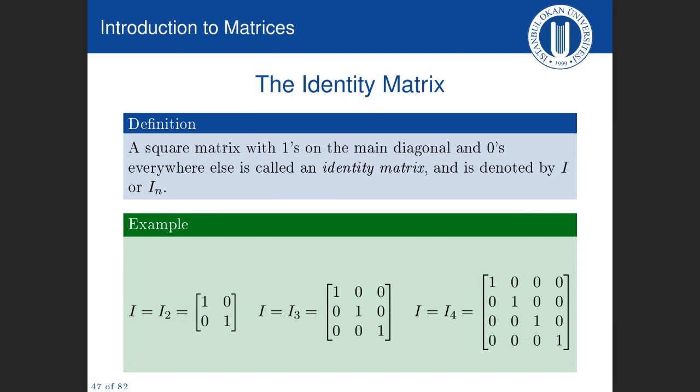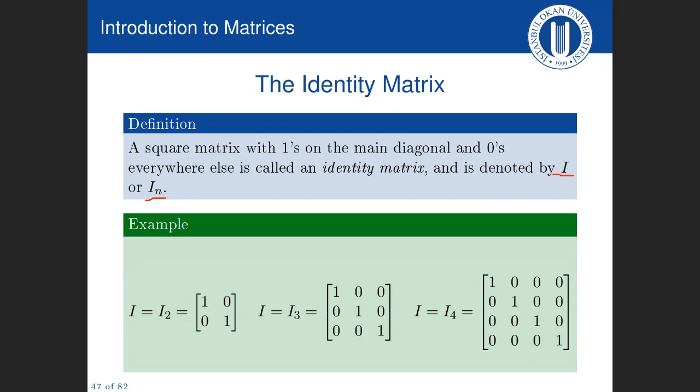And now let's continue. The identity matrix is a square matrix that has ones on the main diagonal and zeros everywhere else. If we're interested in the size of the matrix, we can write this as I subscript n for an n by n square matrix. If we don't care about the size, or if we're just being a little bit lazy, we can just write capital I.